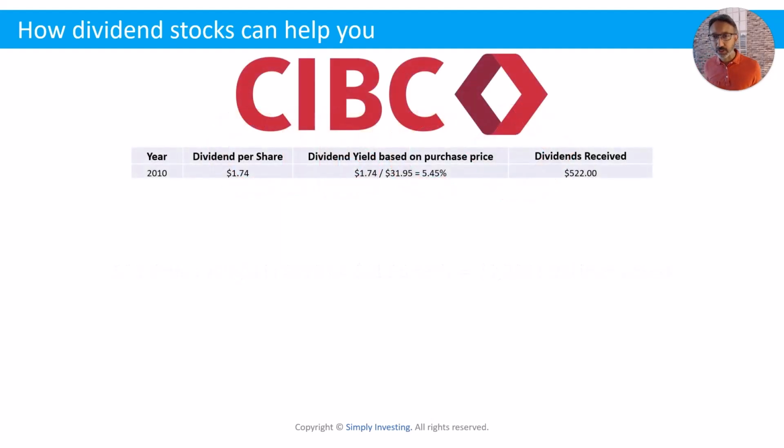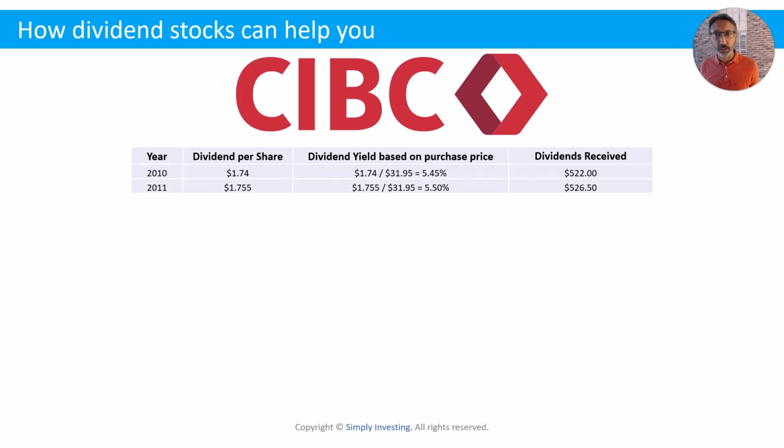So back in 2010, CIBC was paying a dividend of $1.74 per share. So if we take that dividend divided by the stock purchase price, which I already mentioned, $31.95, you can see that the dividend yield at the time for you would have been 5.45%. And in the first year alone, you would have received $522 in dividends.